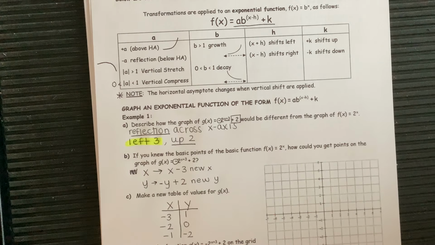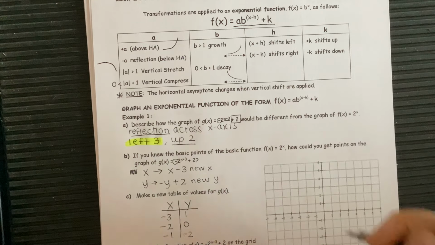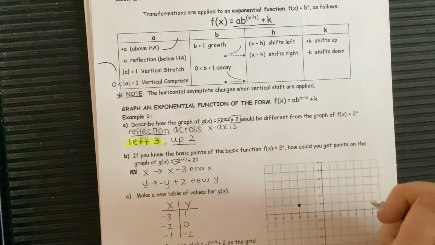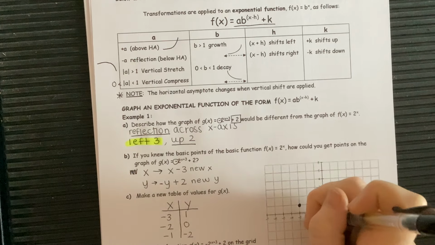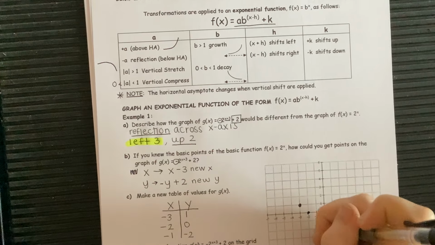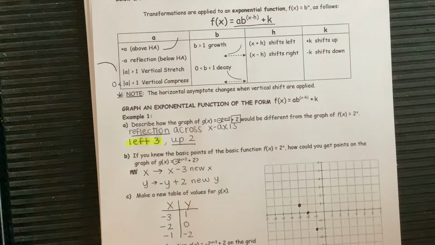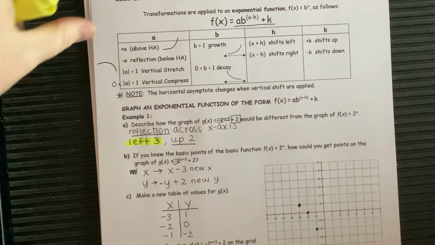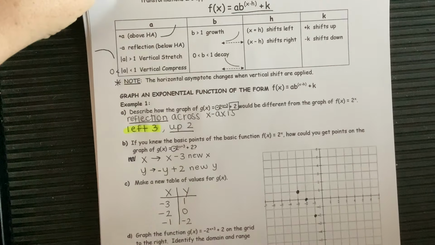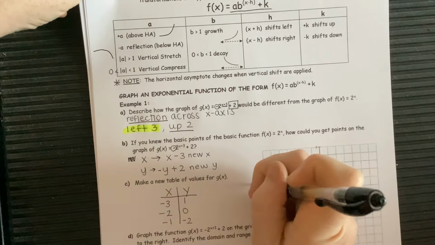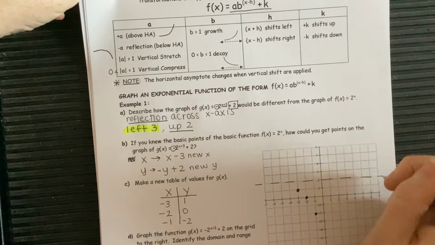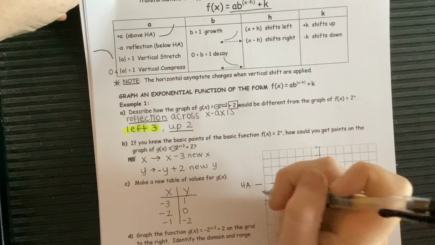Then you can go through and you can graph it on the grid. So we have the point -3, 1. We have the point -2, 0. We have the point -1, -2. Then you have to think about where your horizontal asymptote is. So again, if I have my original at 0, but I move this whole graph up 2, that means I have a horizontal asymptote that's right here. So that's my horizontal asymptote.